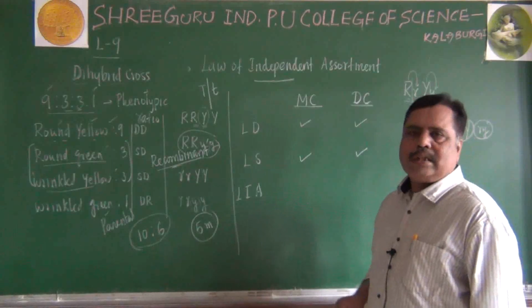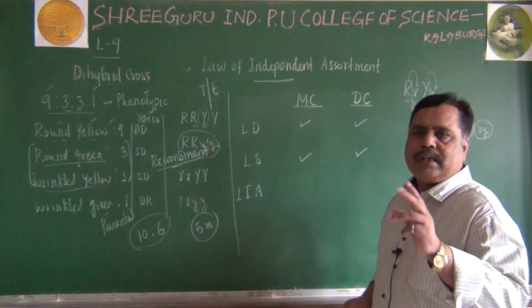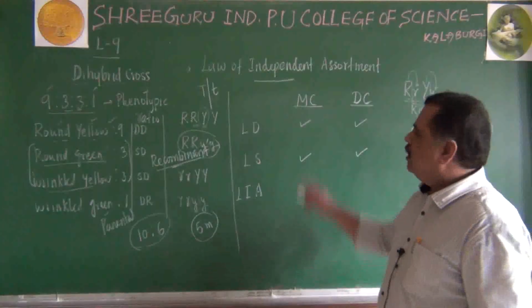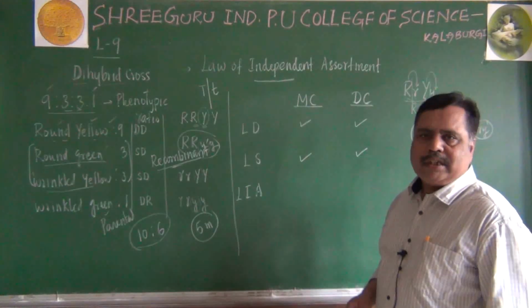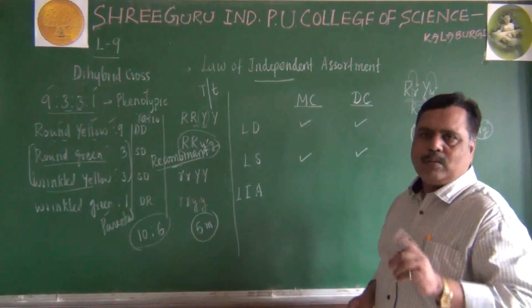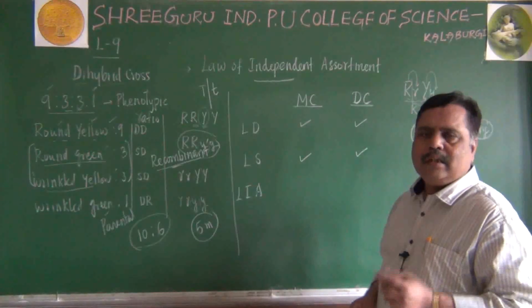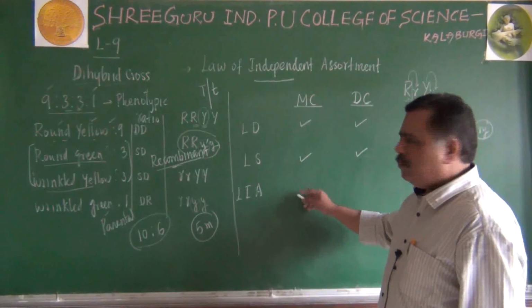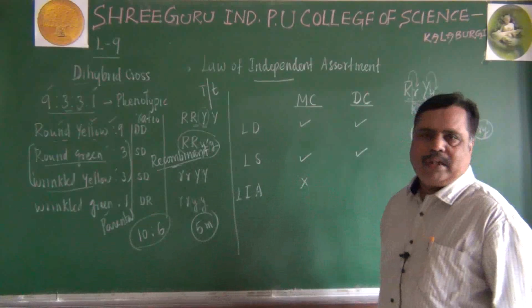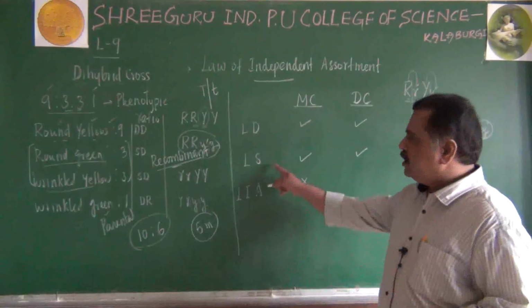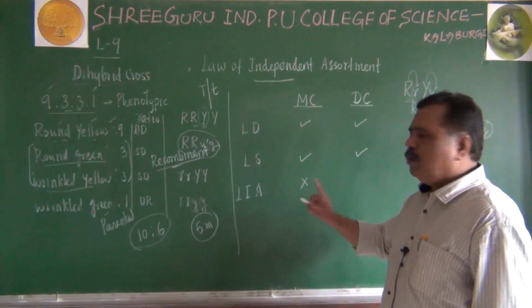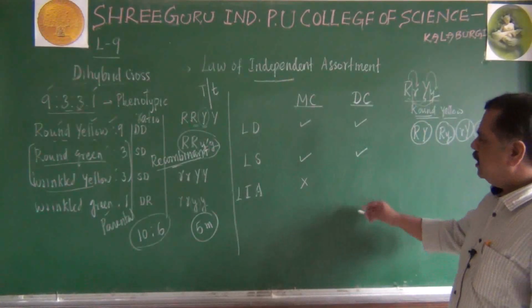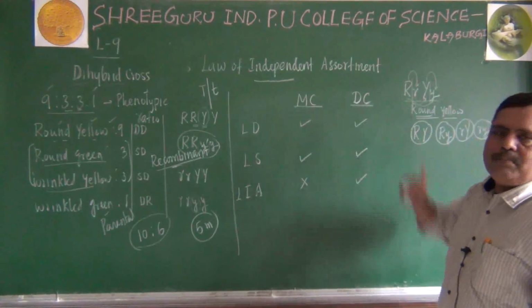What is independent assortment? When 2 pairs of traits or 2 characters are combined in a hybrid. In monohybrid cross, how many characters do we take? Only one character is monohybrid. One gene inheritance, otherwise one pair of trait. So when there is one pair of trait, there won't be independent assortment. There will be segregation, there will be dominance, but no independent assortment. Then when will independent assortment occur? It will occur only from dihybrid cross.